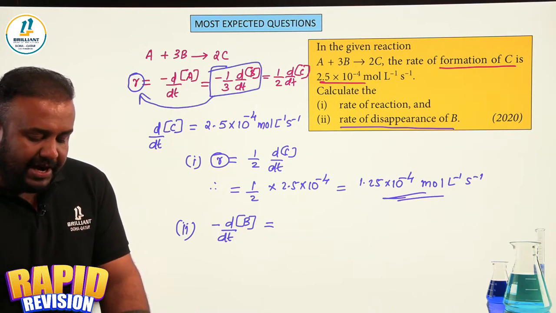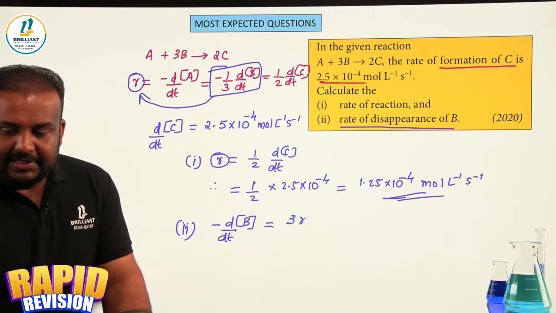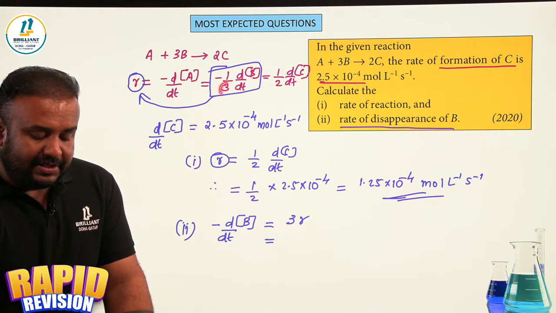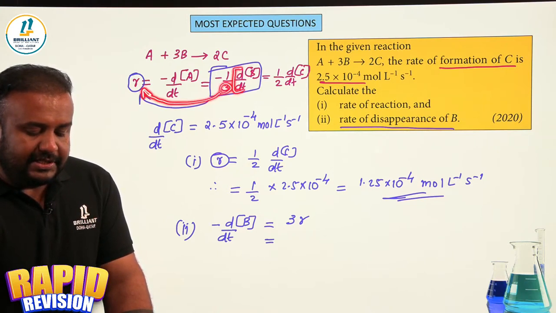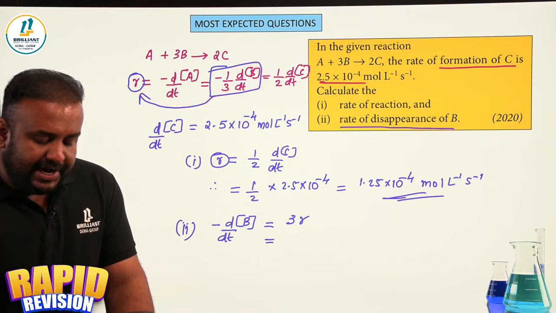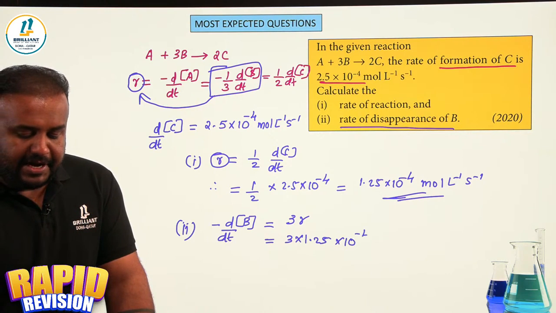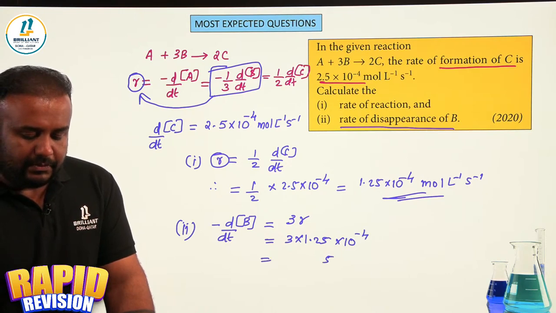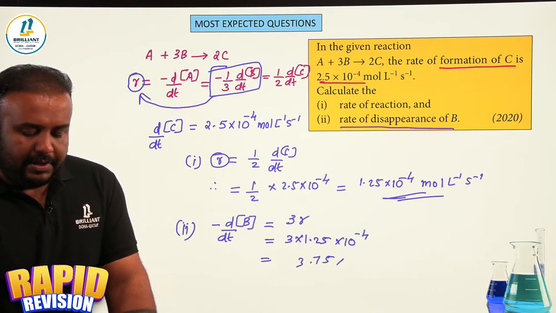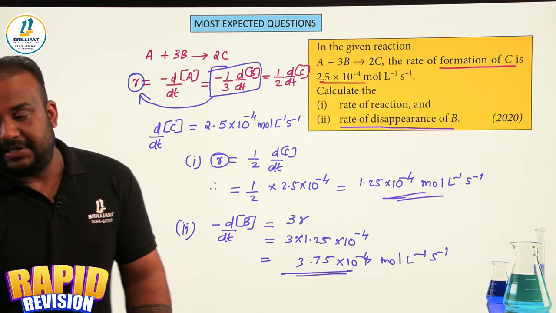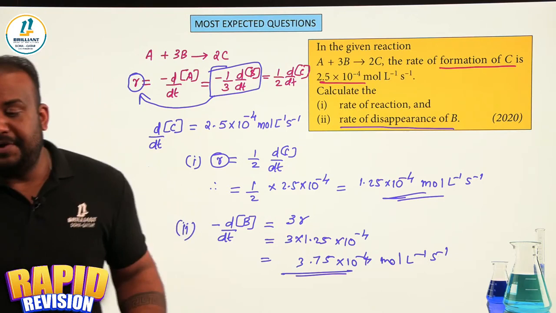So what will be d by dt of B? It will be 3 times the rate. Yes or no? It is 3 times, correct? So that will be 3 into 1.25 into 10 raised to minus 4, which is 3.75 into 10 raised to minus 4 mole per liter per second. Is that clear to all? Did you understand this?